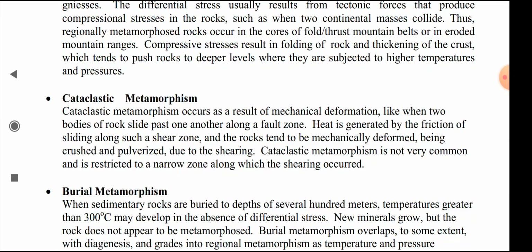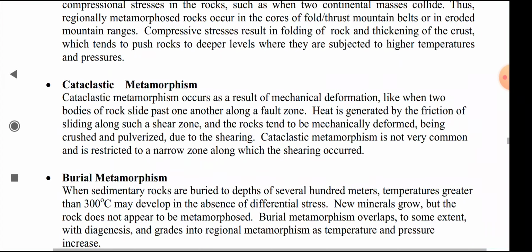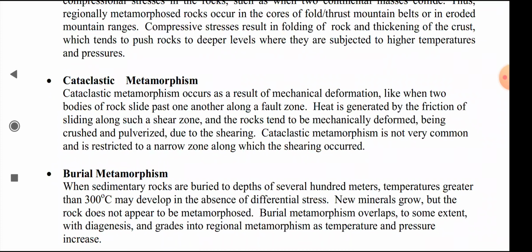Cataclastic metamorphism. Cataclastic metamorphism occurs as a result of mechanical deformation, like when two bodies of rock slide past one another along a fault zone. Heat is generated by the friction of sliding along such a shear zone, and the rock tends to be mechanically deformed, being crushed and pulverized due to the shearing. Cataclastic metamorphism is not very common and is restricted to a narrow zone along which the shearing occurred.